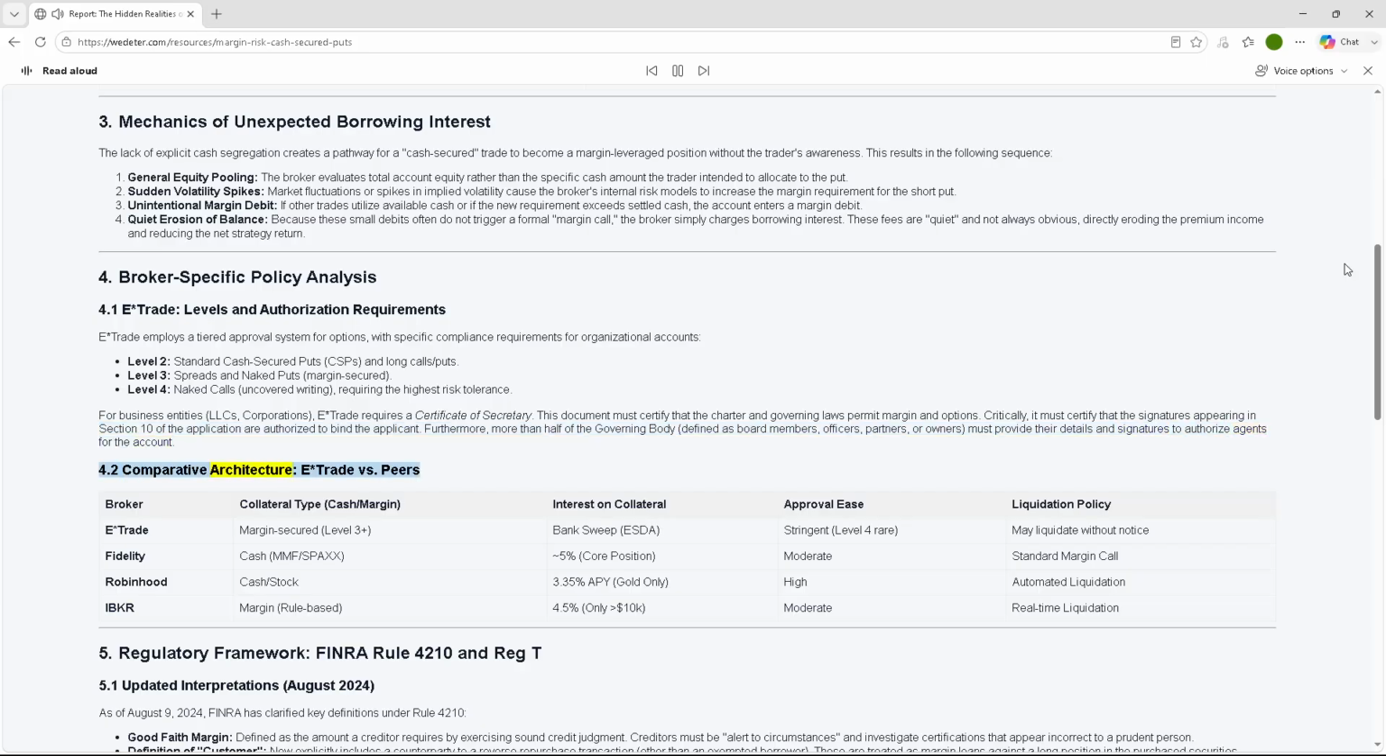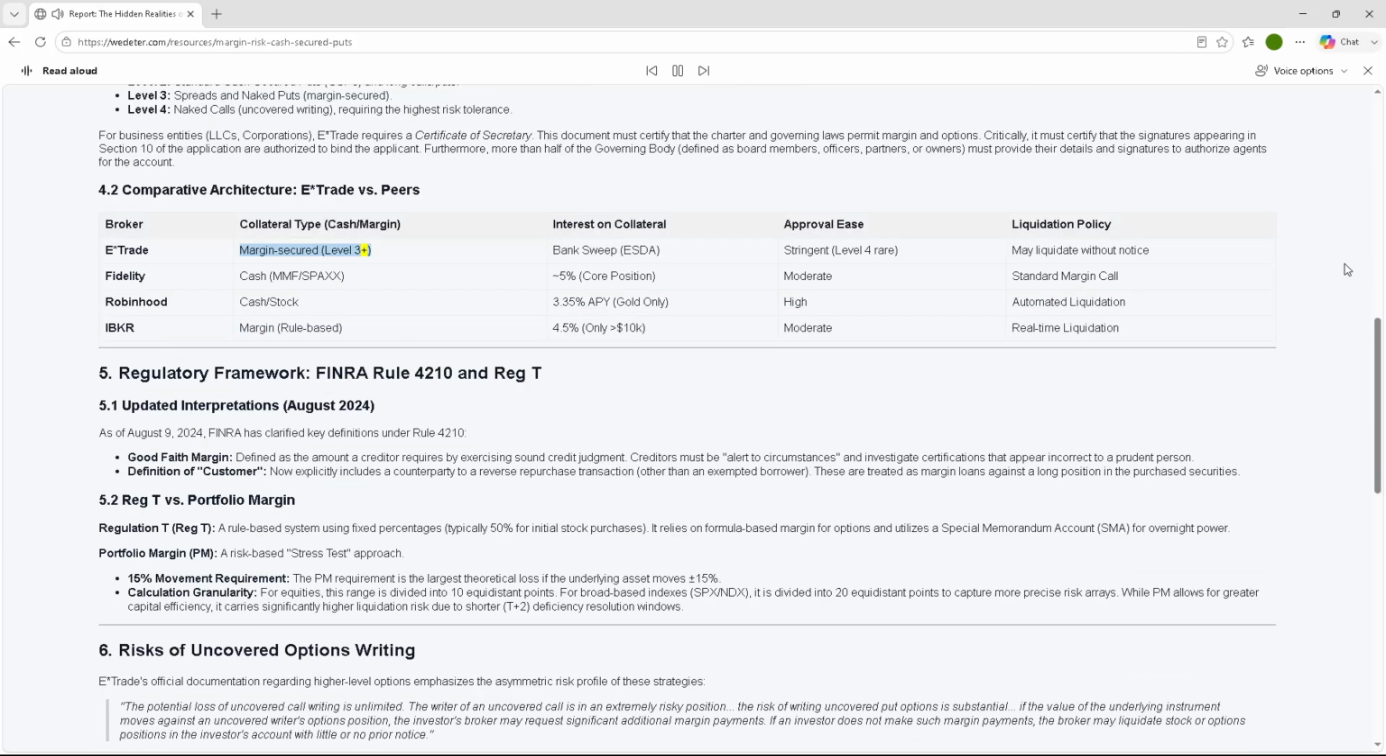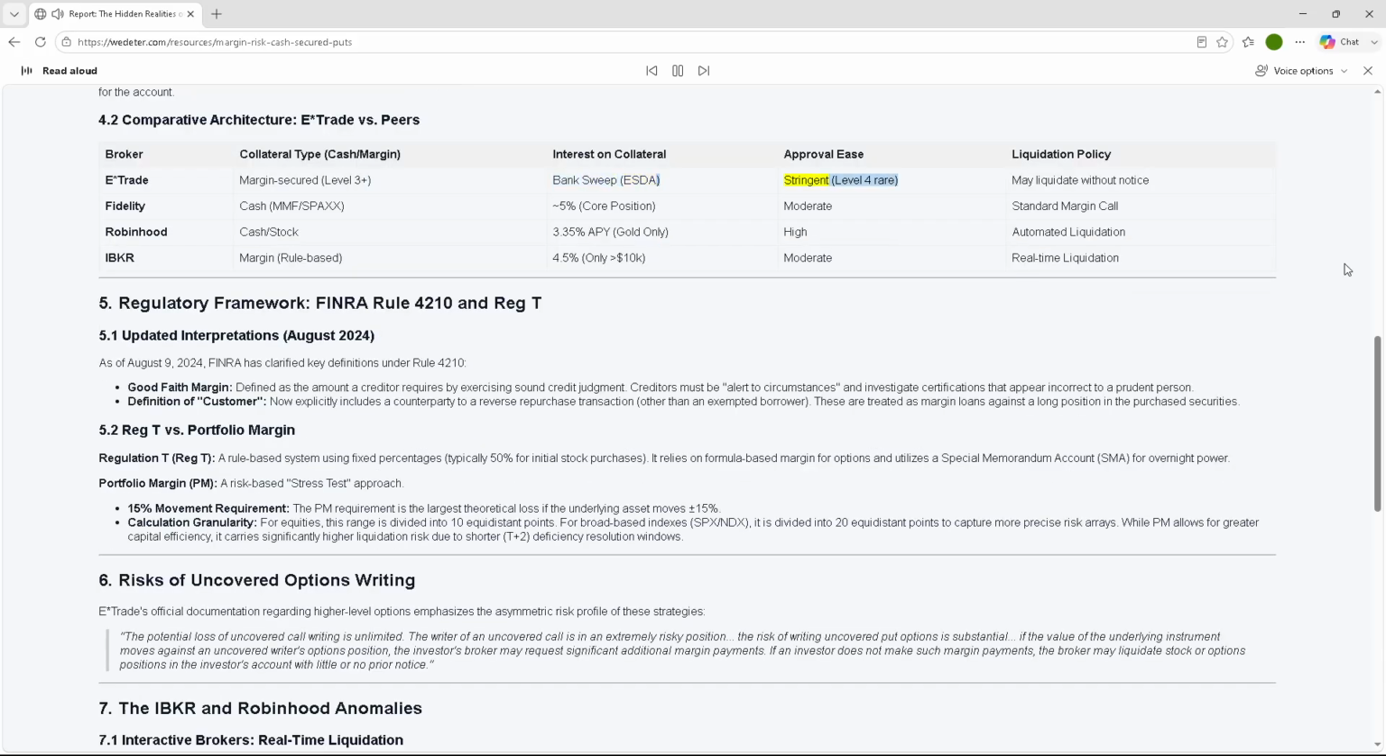4.2 Comparative architecture. E-Trade versus peers. Broker. Collateral type, cash/margin. Interest on collateral. Approval ease. Liquidation policy. E-Trade. Margin secured, level 3+. Bank sweep, ESDA. Stringent, level 4 rare. May liquidate without notice. Fidelity. Cash, MF/SPAXX. 5% core position. Moderate. Standard margin call. Robinhood. Cash/stock. 3.35% APY, Gold only. High. Automated liquidation. IBKR. Margin, rule-based.